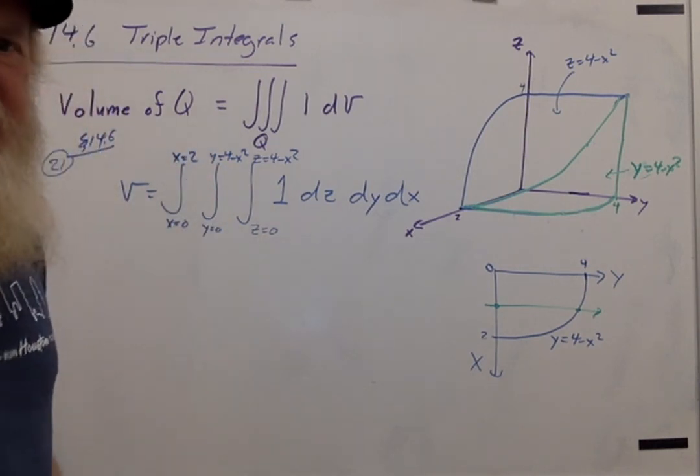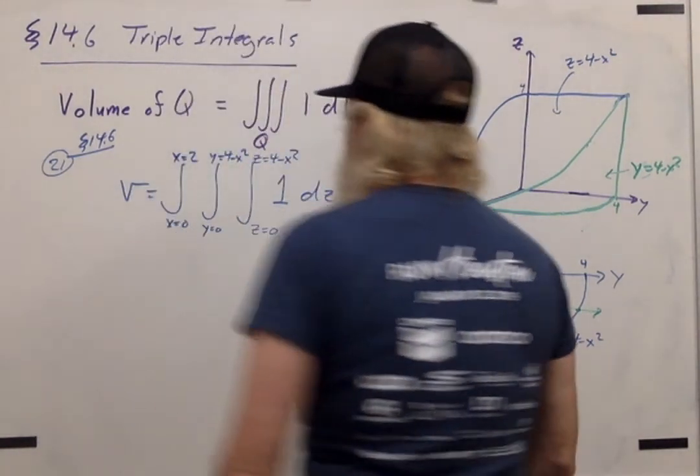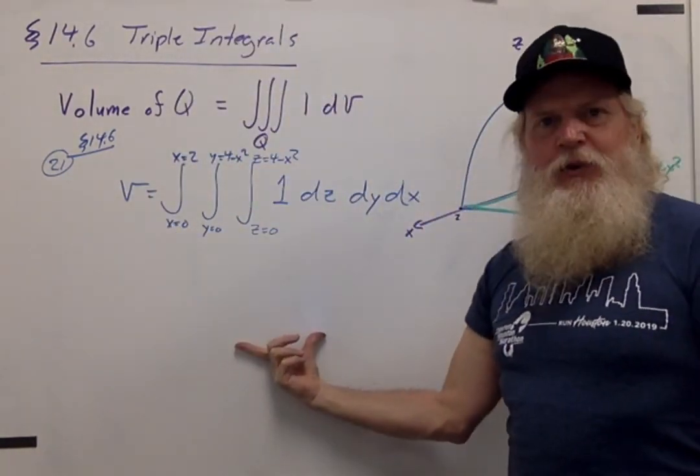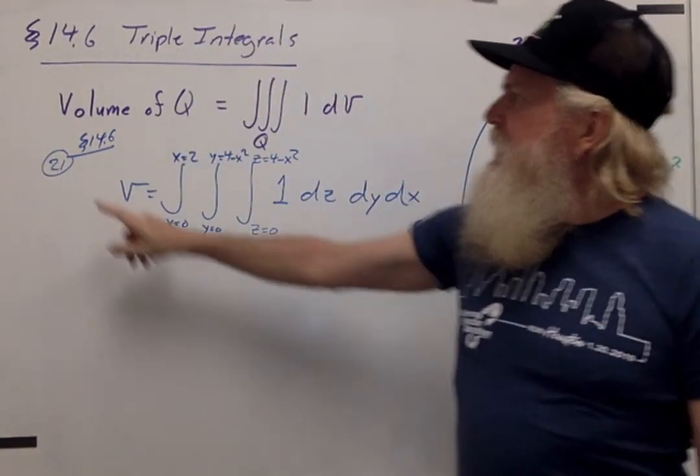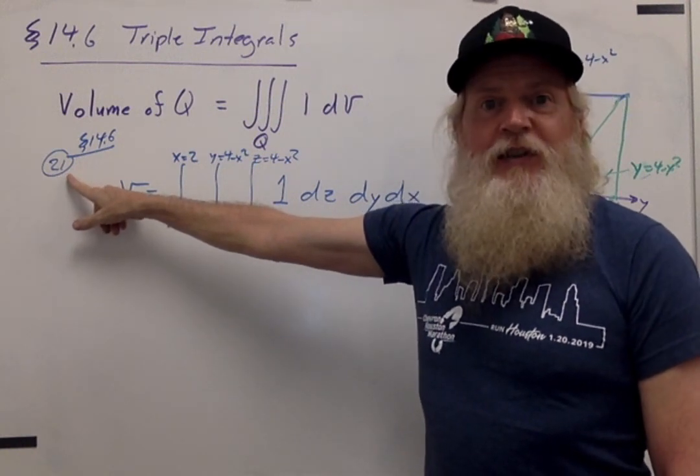Now all we've done is set up the bounds. What you should do next is actually carry out the integral and find out what the volume is. And since this is an odd problem, you can check your answer using CalcChat.